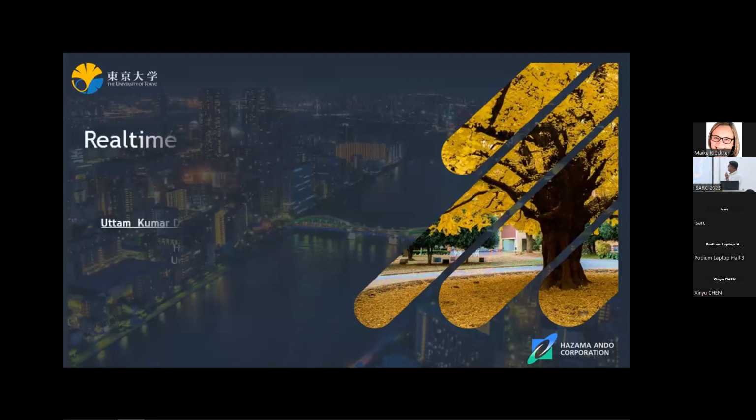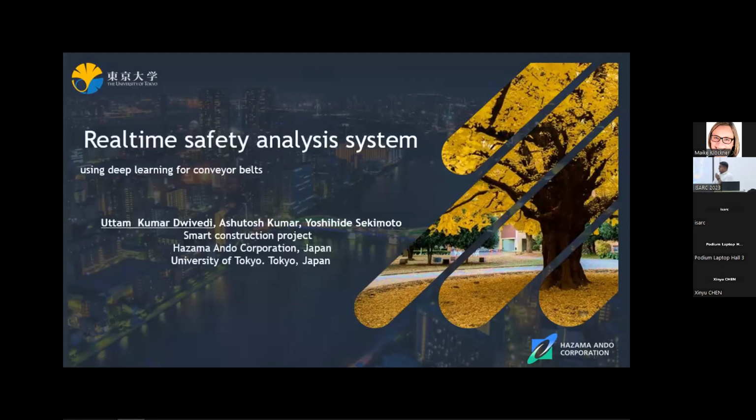My name is Uttam Dwivedi. I work as a team lead for the smart construction project at Ando Hazama Corporation. And I'm also doing my PhD from the University of Tokyo, Japan.